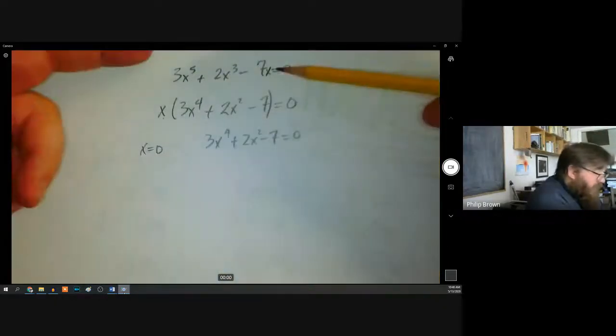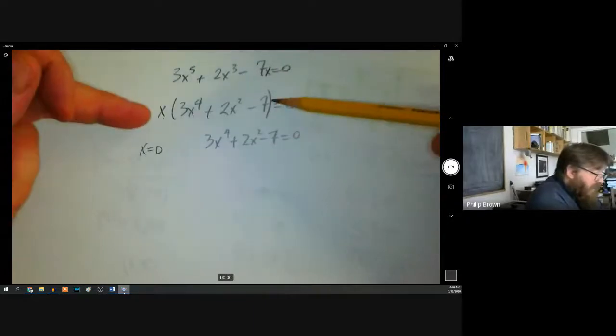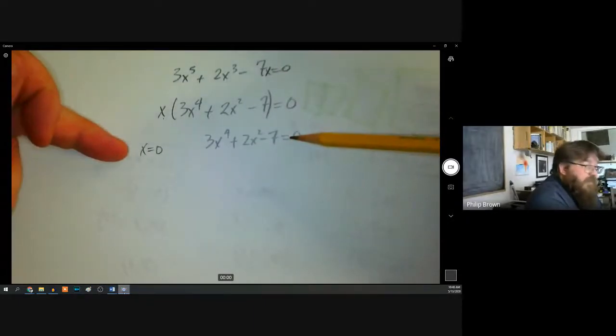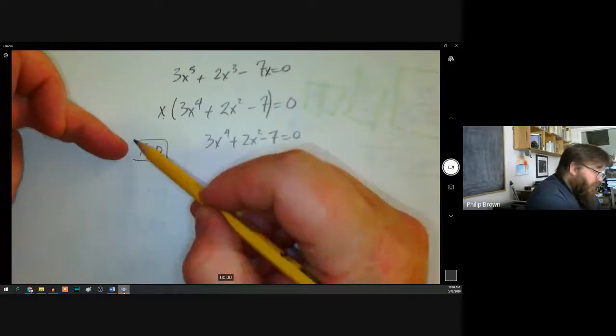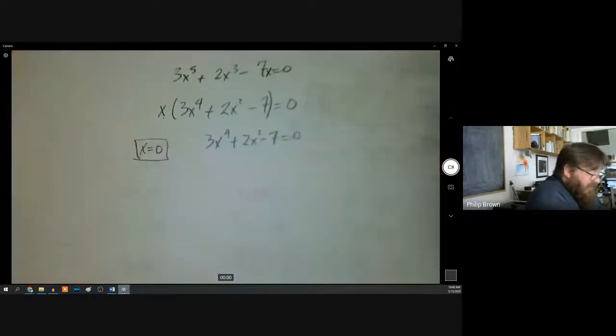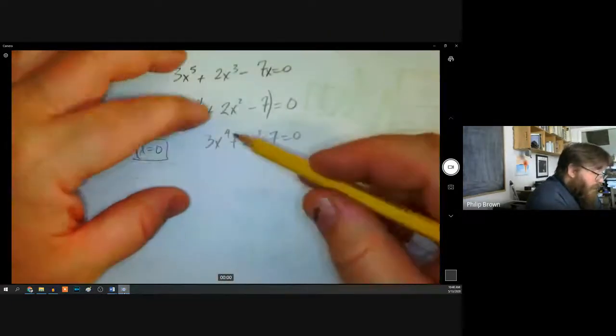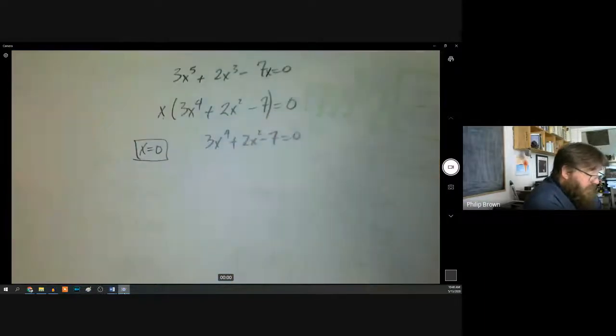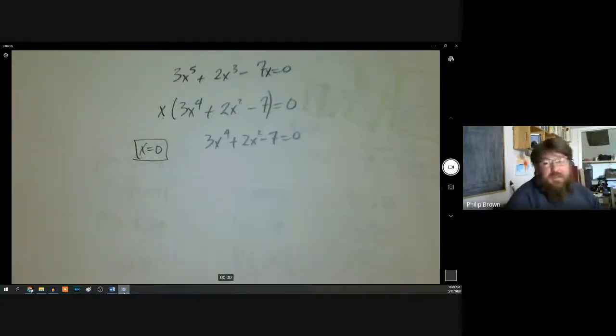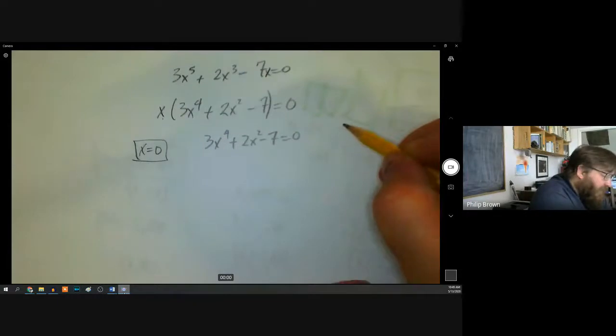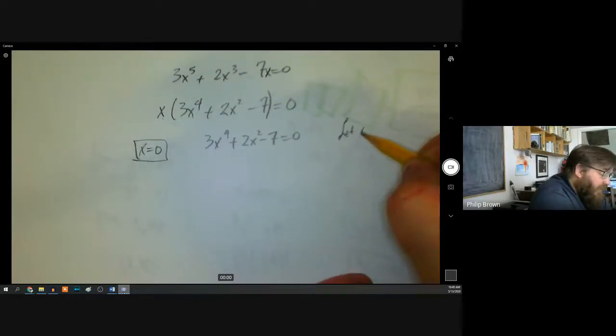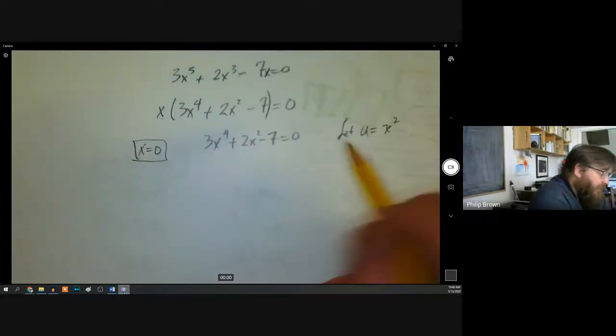So first step, factor. Second step, set each factor as an equation equal to 0, and then solve them both. This one's already solved, so we're done there. This one's not solved, so we have to. But it's not quadratic. So we can't use the quadratic formula, and we can't factor it anymore. So with the tools you guys have at your disposal right now, the only thing that you can do is U-Substitution. You can say, well, use x squared.